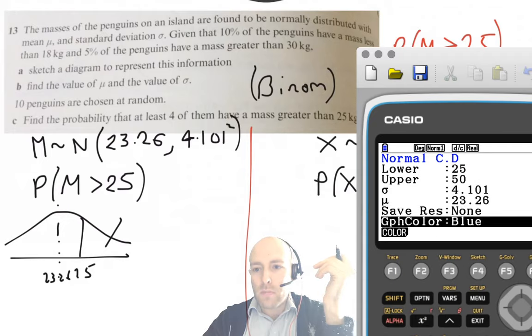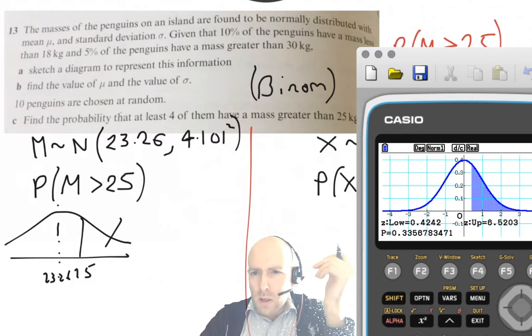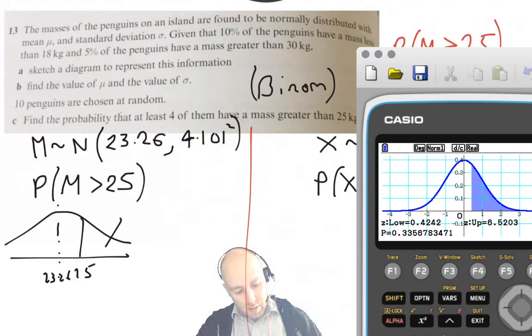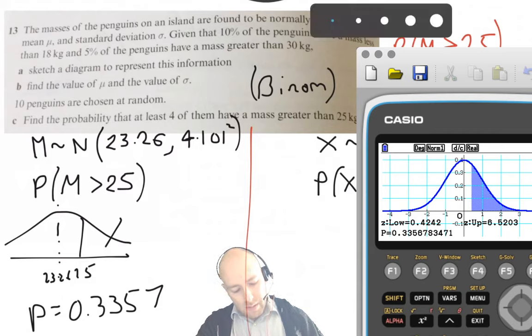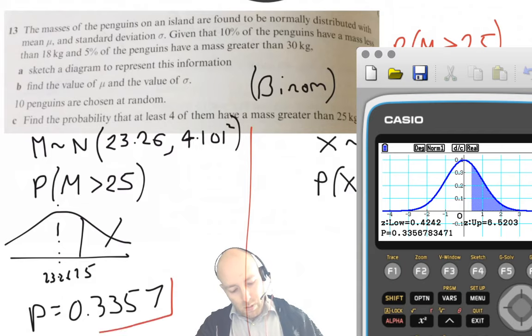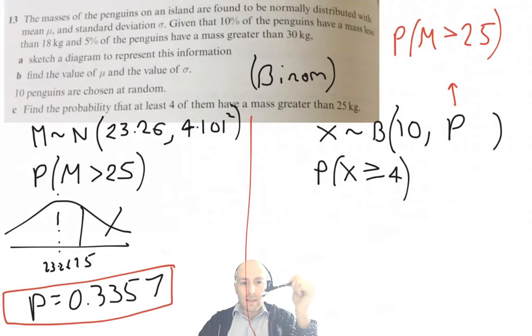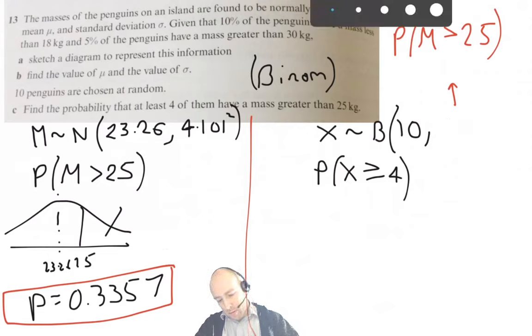Cool. And we can sketch it. It should look like our sketch on the board. There you go. Cool. So we find the probability is 0.3357. So that is the probability that a penguin has a mass of more than 25. So we're now going to use that probability in our binomial distribution up here. So I can get rid of where I wrote p, and I can now write in 0.3357.